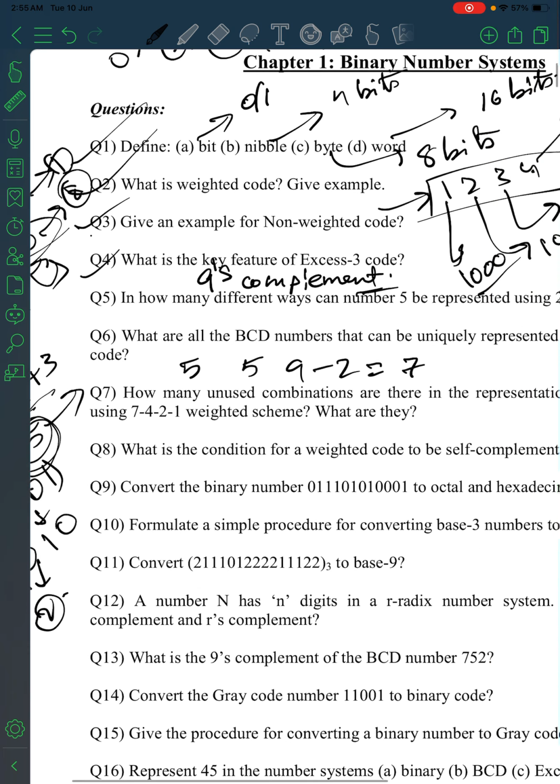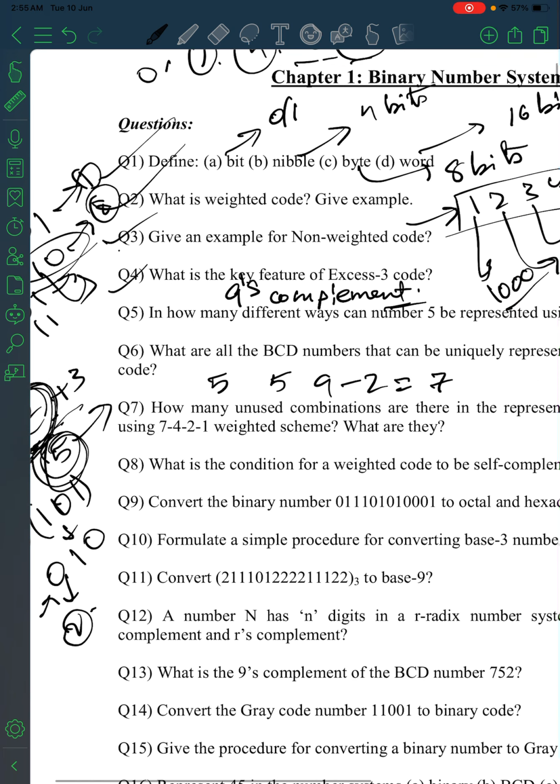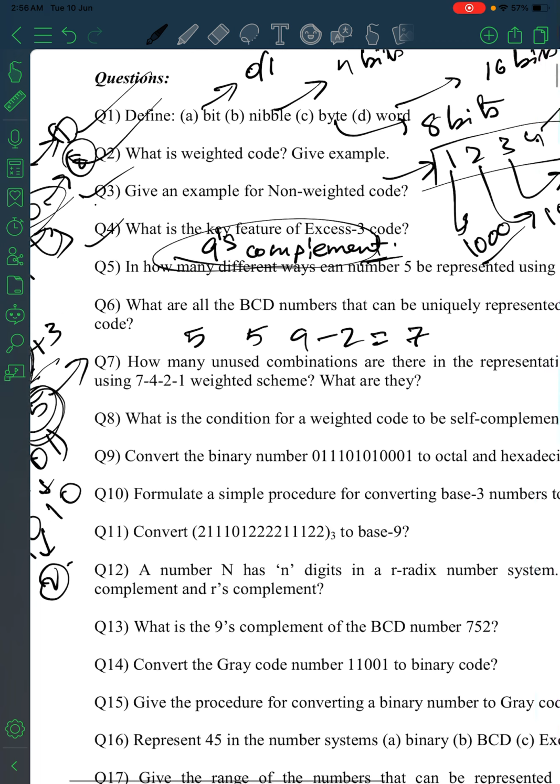It's a little bit complicated. Let's go to this one. What is the ninth complement? Like self-complementing. The ninth complement of an excess 3 number can be obtained by simply replacing its ones with zeros and zeros with ones. So that is the thing.